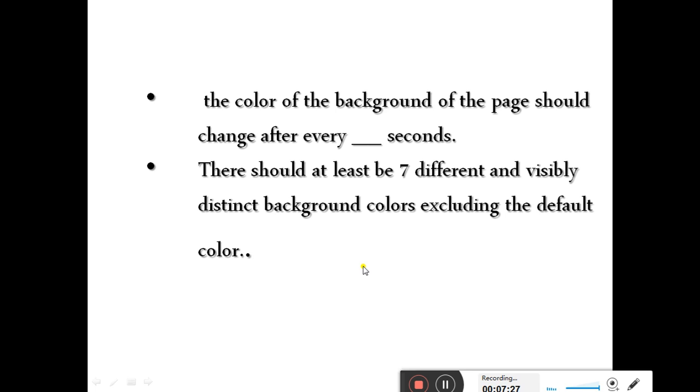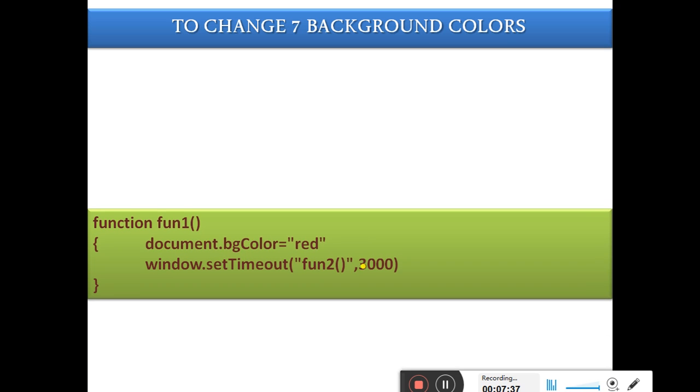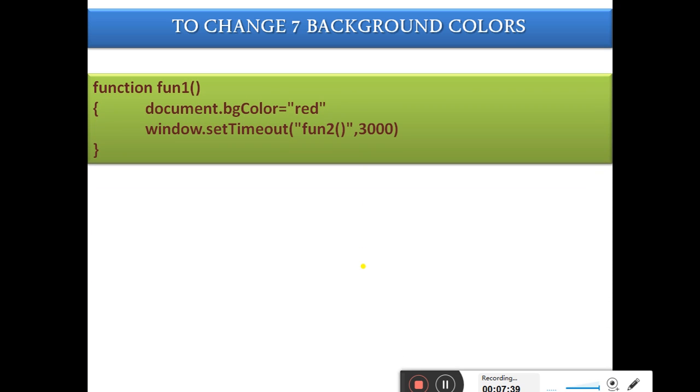Now what is there in fun1? The color of the background of the page should change after every few seconds, and there should be at least 7 different colors. So for that you are supposed to create a function. How to create a function? It is a part of the script tag.